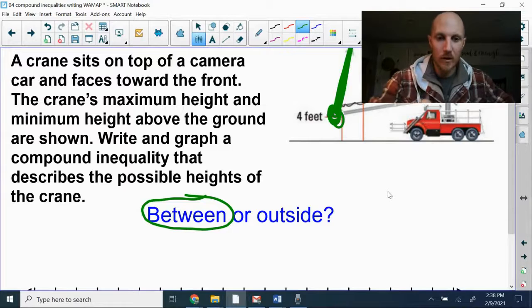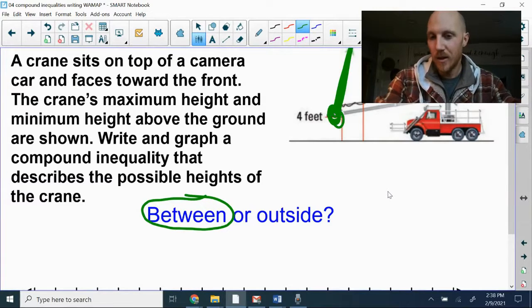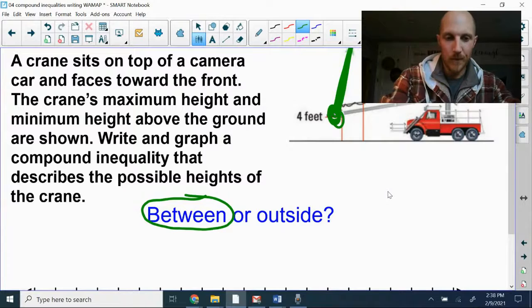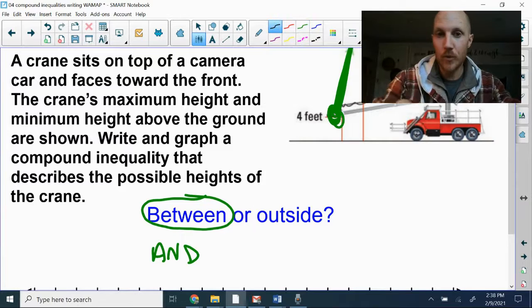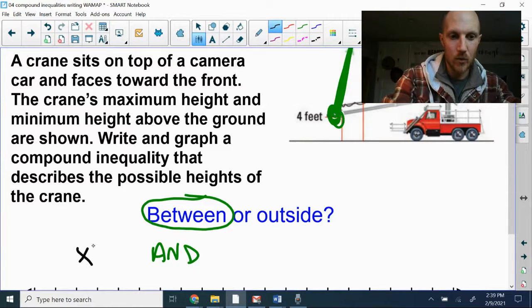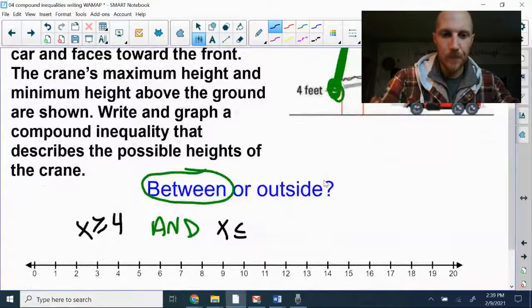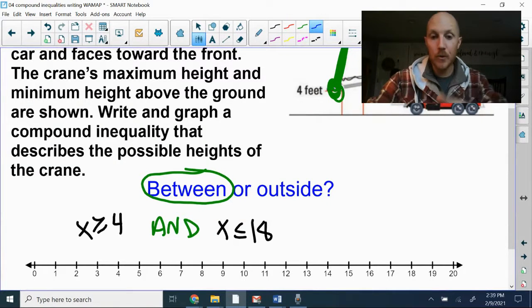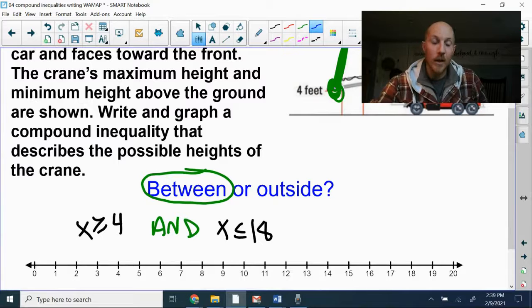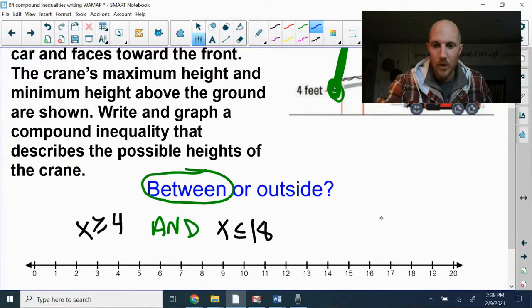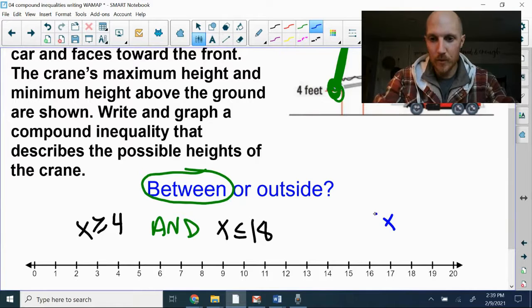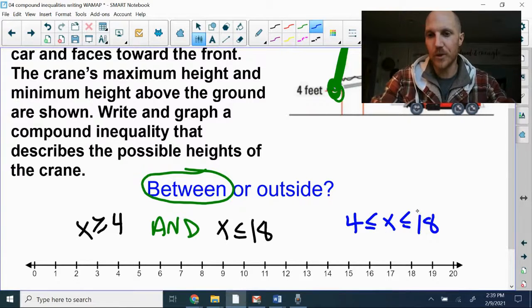So if we're going to write an inequality in order to get a between, we're going to use the word and. So we got two options here. We could say x greater than or equal to 4 and x is less than or equal to, what was the other one? 18. Option number 2 is, instead of using the word and, we could use the number sentence where we put two inequality symbols on either side of that x. The littler one goes on the left side, the bigger one goes on the right side.